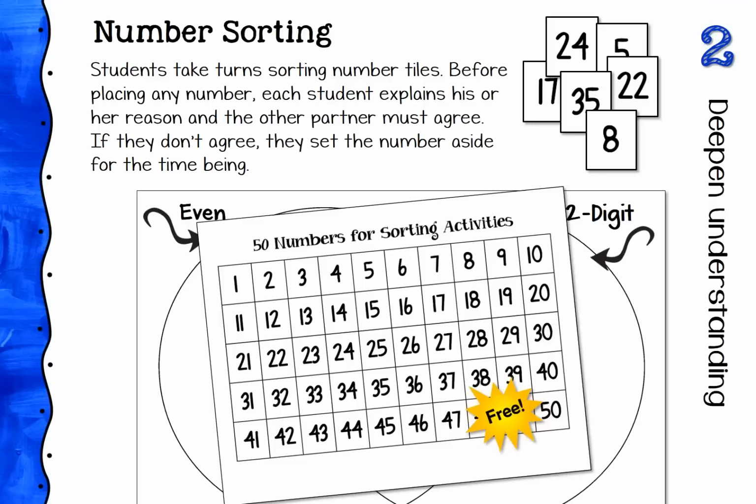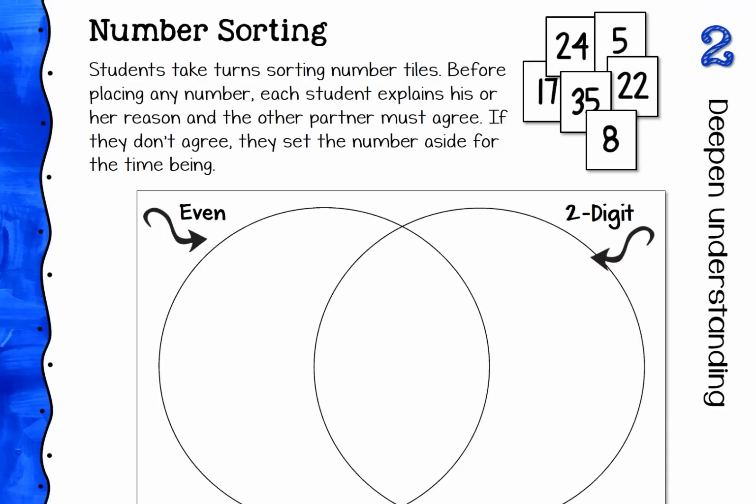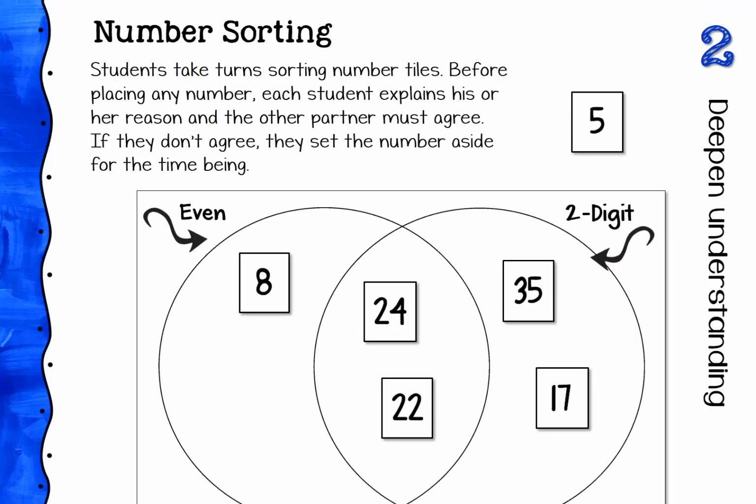But in this activity, the kids need to work with a partner, and the key thing is that before placing any number, each student explains his or her reason, and the other partner must agree. If they don't agree, they set the number aside for the time being, and then they come back to it at the end. So person number one would take like the number 8 and say, I think it's even and it's not 2 digits, so it's going to go on the left. And then the other partner would take a number. They just go back and forth, but each time they have to explain it, and the other person has to agree before it's placed.